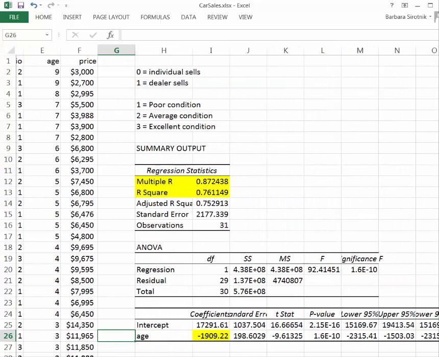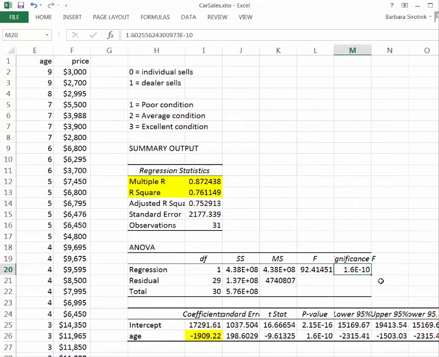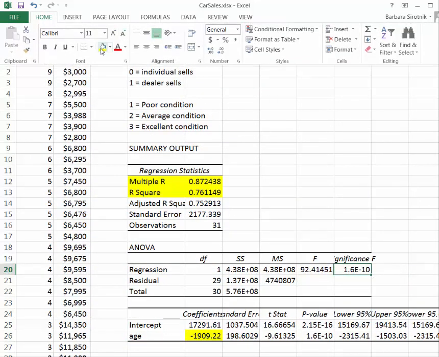I move this over. I do see that the significance is 1.6 e minus 10. What does that mean? Well, what that means is that I'm going to take this decimal point and move it to the left 10 places. 0.00000000016. Definitely less than 0.05. So we do have a good predictive model.